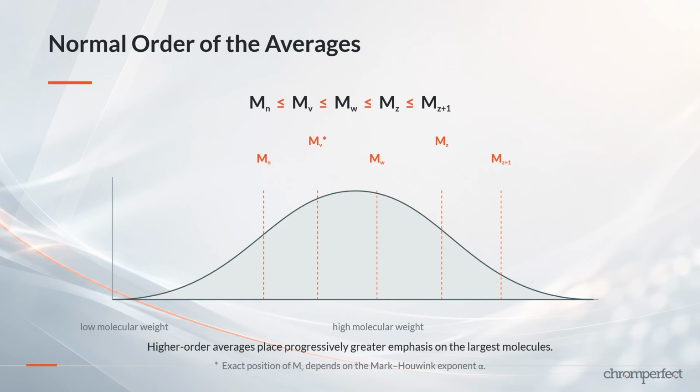Mw is less than or equal to Mz. Mz is less than or equal to Mz plus 1. The precise relationship involving Mv depends upon alpha, but the important principle is that progressively higher order averages place progressively greater emphasis upon the largest molecules. This difference between the averages is not a mathematical inconvenience. It provides information about the breadth and shape of the molecular weight distribution.